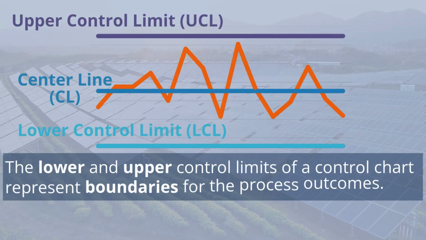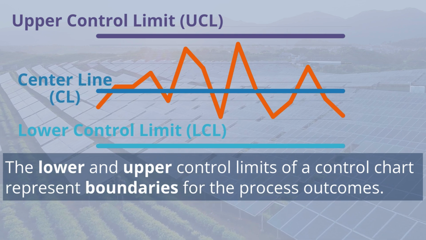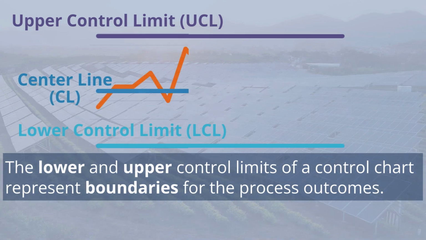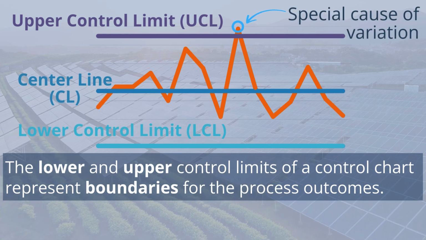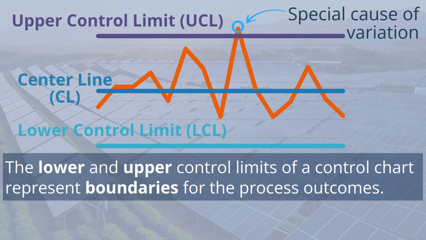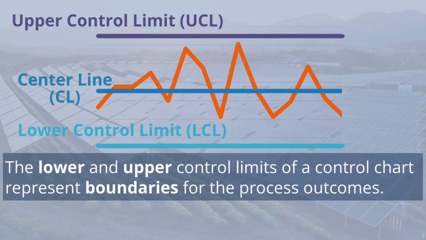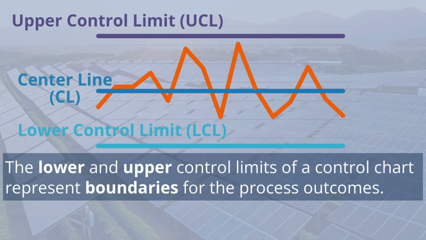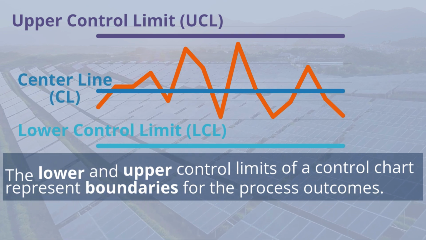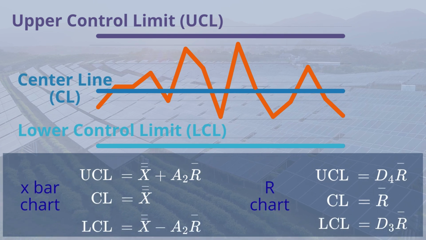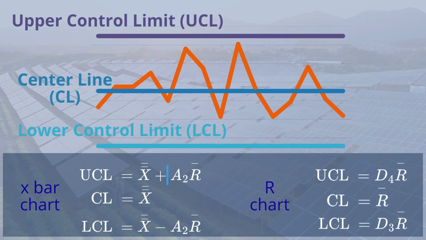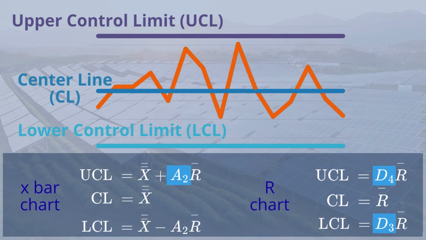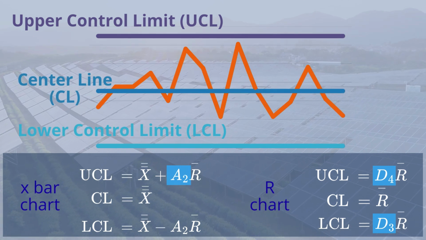The lower and upper control limits of a control chart represent boundaries for the process outcomes. A process is considered out of control if a data point falls outside these limits, which indicates that the process is affected by a special cause of variation. These boundaries are calculated using a statistical formula based on the process's outcomes. For instance, the control limits for the X-bar and R charts are calculated using specific formulas that include constants such as A2, D3, and D4. These constant values are found in standard control chart tables and are determined by the sample size of the subgroups.